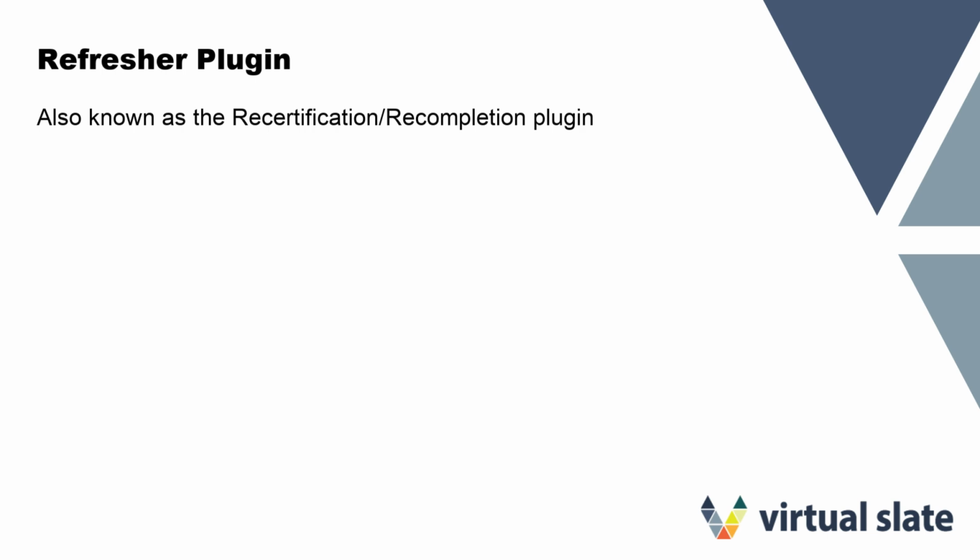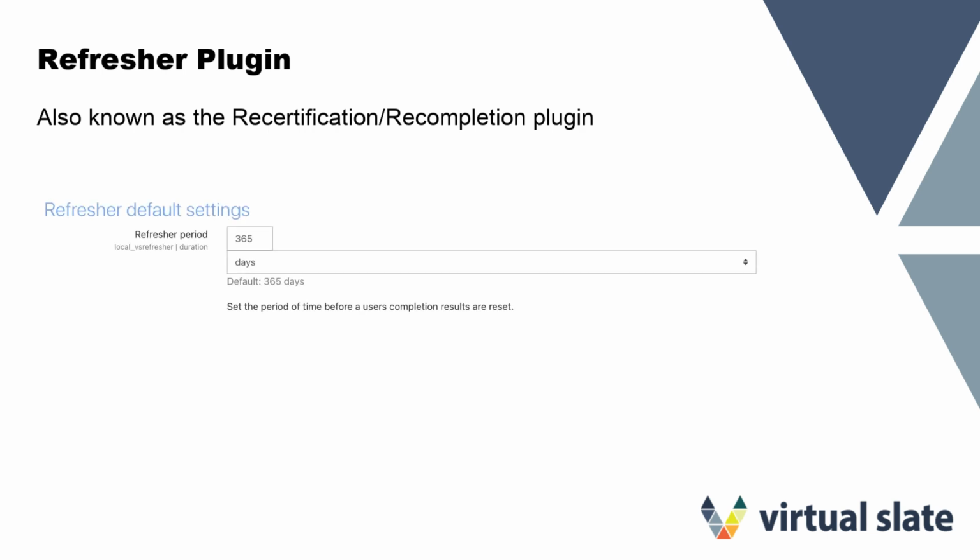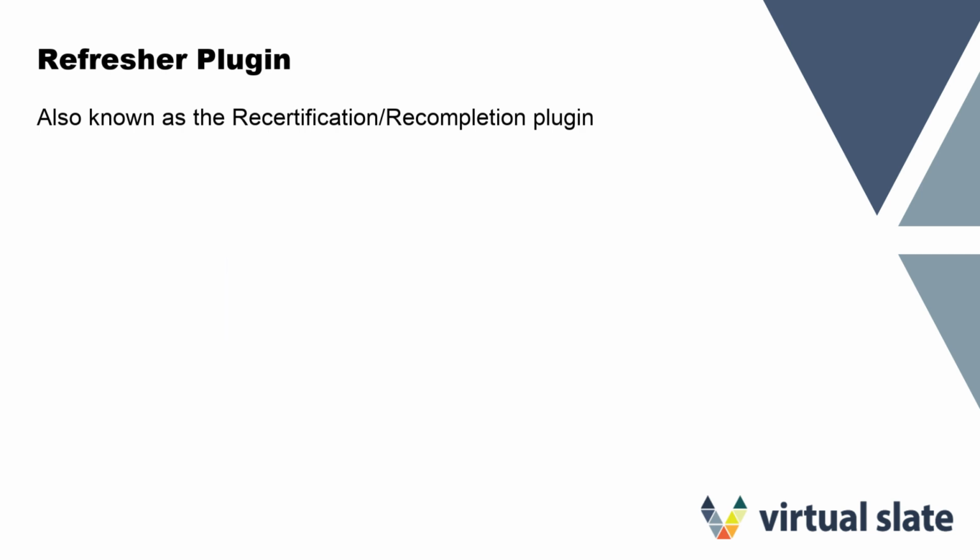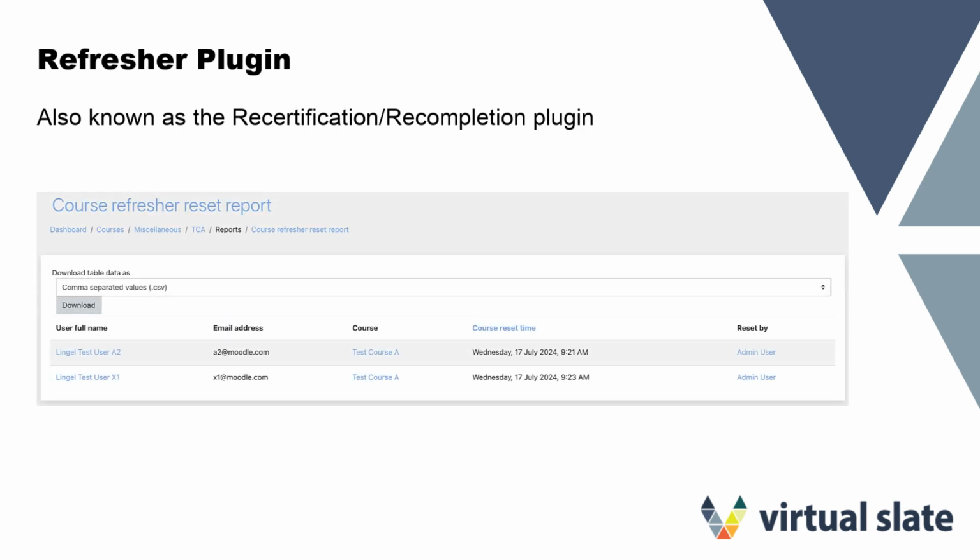The Recompletion and Recertification plugin, commonly referred to as the Refresher plugin, is a powerful tool for administrators to use within their virtual Slate LMS. The plugin allows course progress history to be refreshed or reset after a certain period of time. This plugin makes it ever so easy for learners to be recertified in their completed courses.